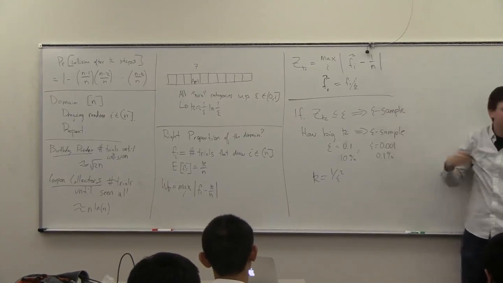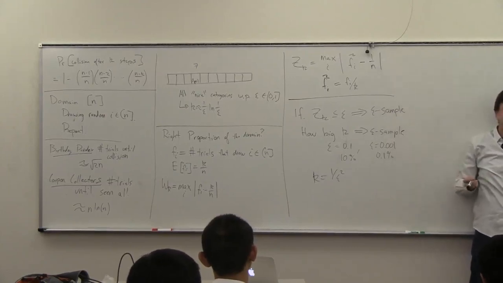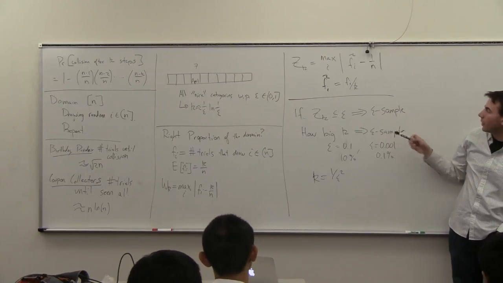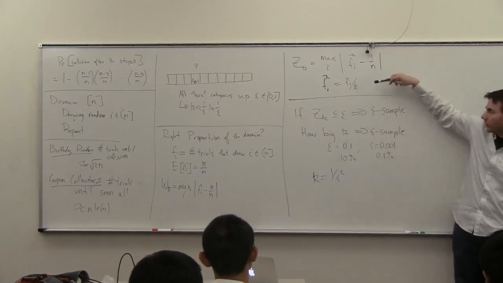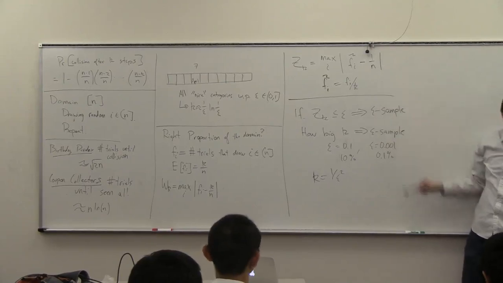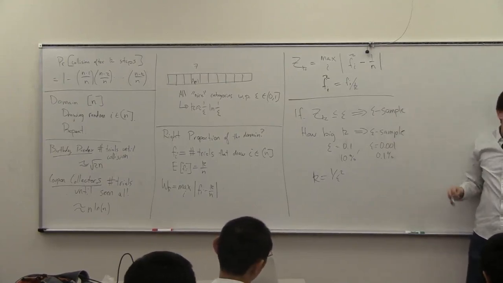The problem will be the bins where you have one sample. Even those will be a problem, because 1 over some k less than n may be too large. And so the k will need to be this big in order to drive it down.